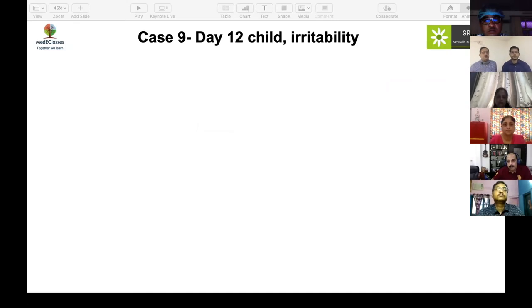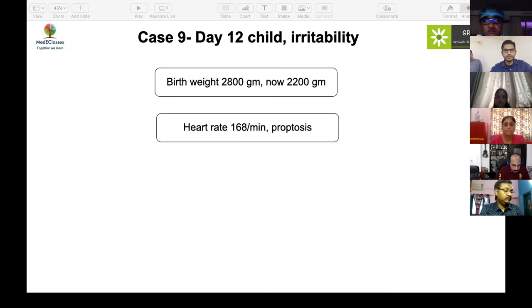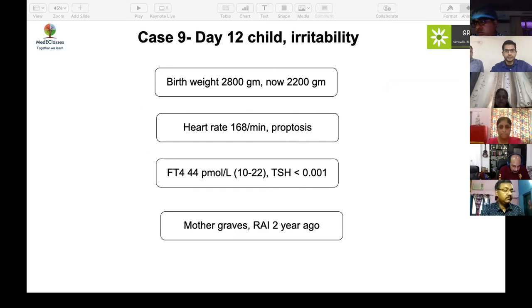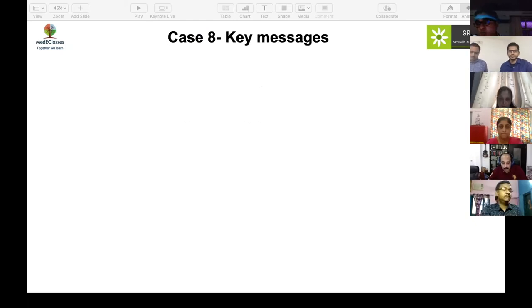Next case, Dr. Vikas. Thank you. A day-old child came with irritability. The birth weight was 2800, which had reduced to 2200 grams. There was tachycardia, there was proptosis. And on evaluation, we found that the TSH was suppressed and the FT4 was raised to 44. This was not known before, and on further probing, we found out that the mother had Graves and had undergone ablation 2 years back. So now, how would we go ahead with this?